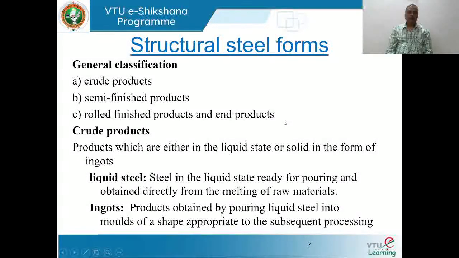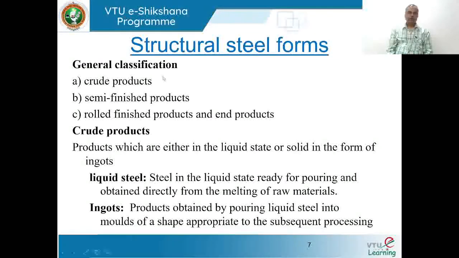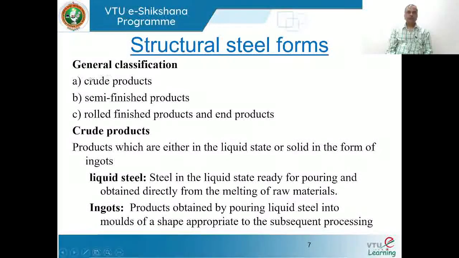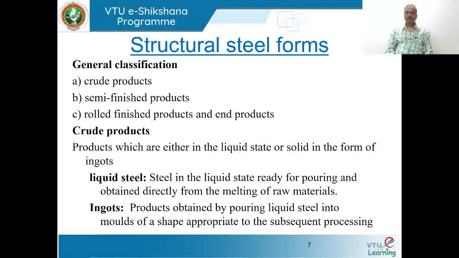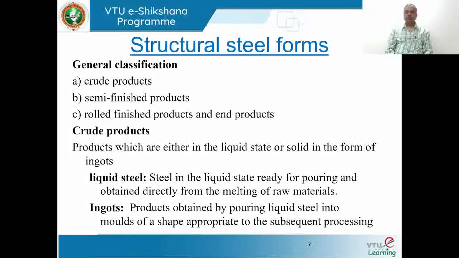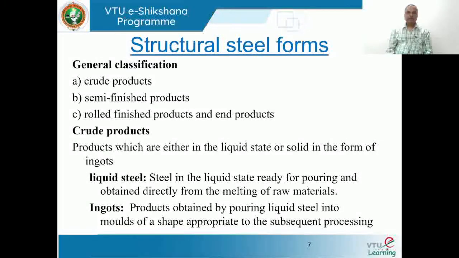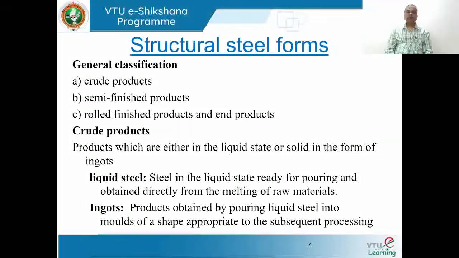And how are these rolled products and end products manufactured? Before that, you should have some information as to what these crude products are. Crude products are available in the following two forms. Products which are in the liquid state, that is at the time of manufacturing of the steel. So the steel is basically in the liquid state, and that gets transformed into a solid state. Depending on the form into which the liquid goes, what you get from the liquid state into the solid state is referred to as the ingots.